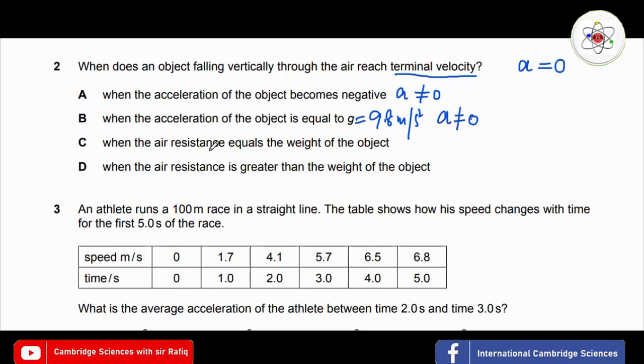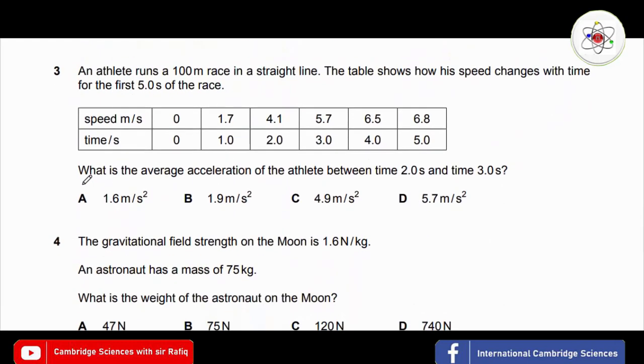When the air resistance equals the weight of the object, all right, it looks like the correct answer, because weight acts downward and the air resistance acts upward. When the two opposite forces become equal, acceleration becomes 0 and the object will fall with a terminal velocity. So the answer is C. Moving on to the next question.